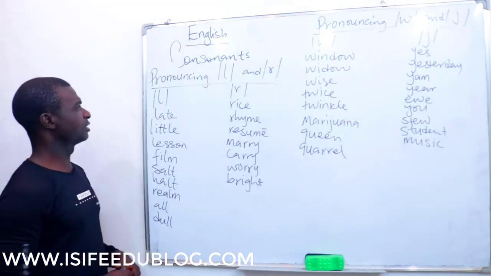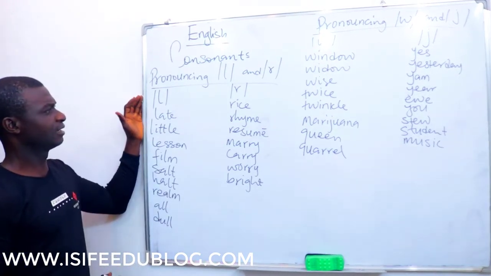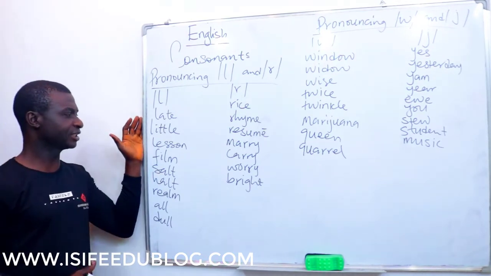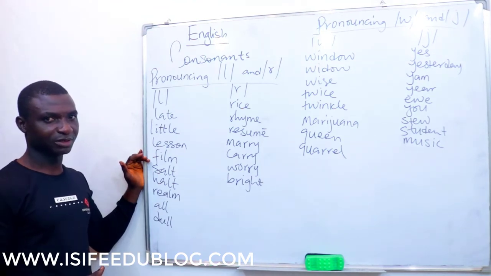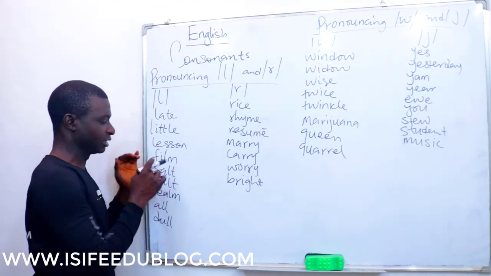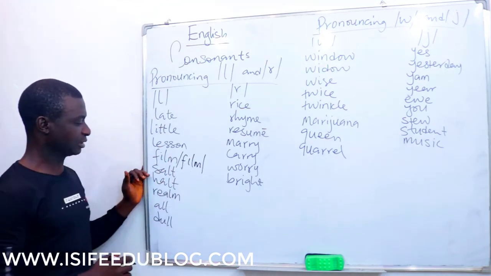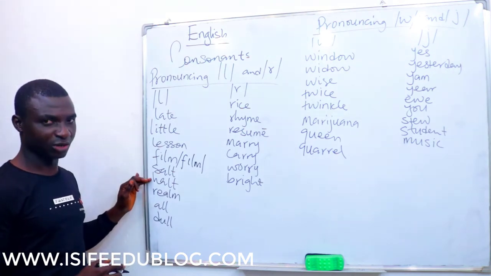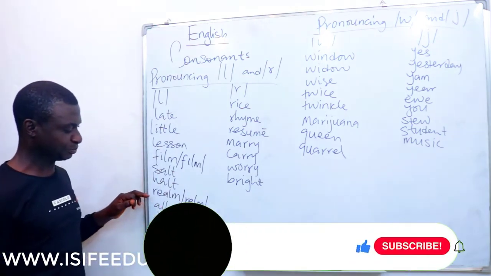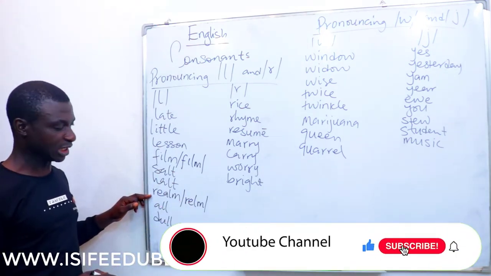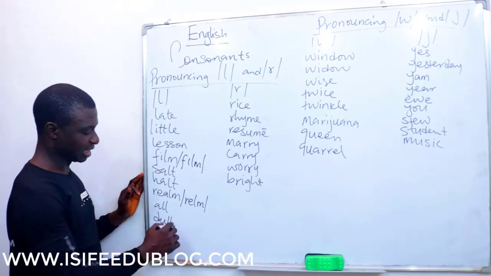Here are the remaining four consonants. We have L in late, little, lesson, film. Take note of my realization of L in film, it is not silent. Film, salt, hard. Again, in realm. The L is sounded in realm. And then we have all and dal.